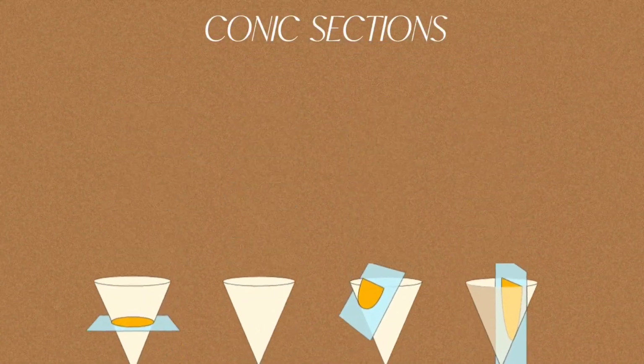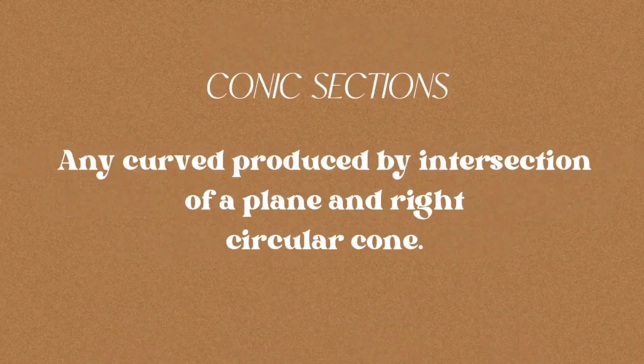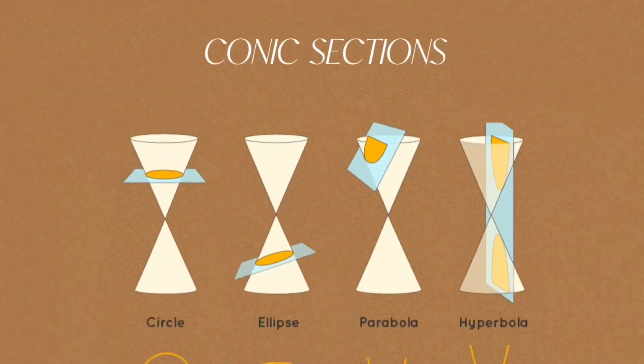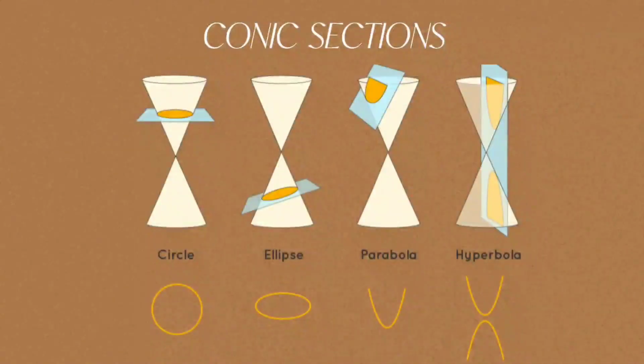Conic sections. Any curve produced by intersection of a plane and the right circular cone. The intersection can be a circle, an ellipse, a parabola, or a hyperbola. Now let's discuss the parabola.